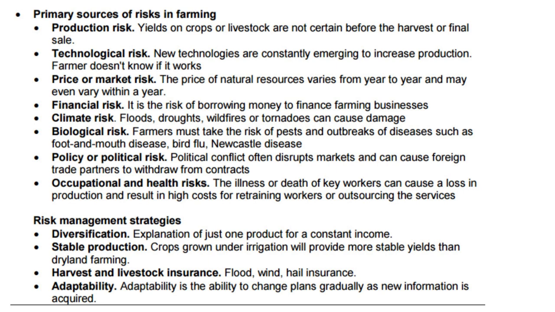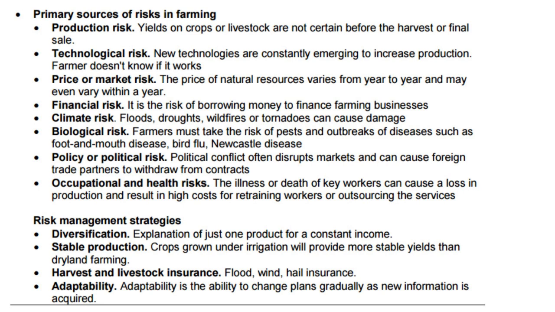Financial risk. It is the risk of borrowing money to finance farming businesses. Climate risk. Floods, droughts, wildfires or tornadoes can cause damage. Biological risk. Farmers must take the risk of pests and outbreaks of diseases such as foot and mouth disease, bird flu, Newcastle disease. Policy or political risk. Political conflict often disrupts markets and can cause foreign trade partners to withdraw from contracts.